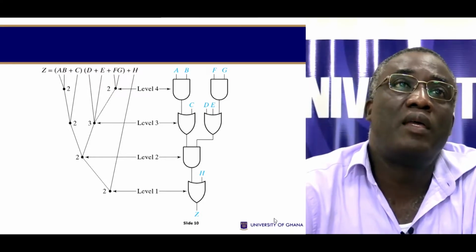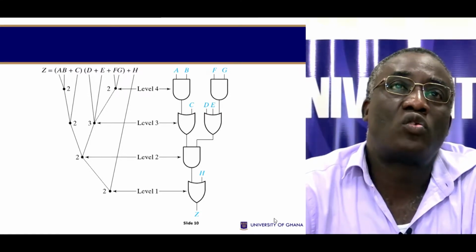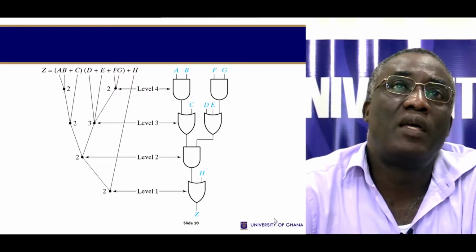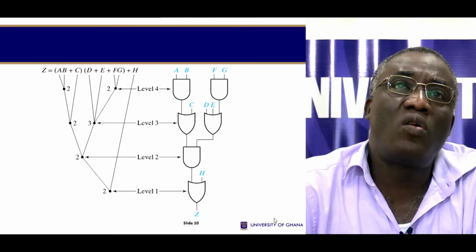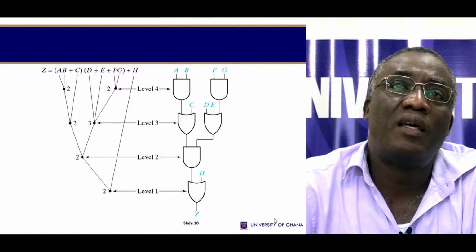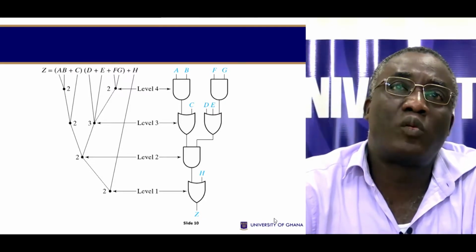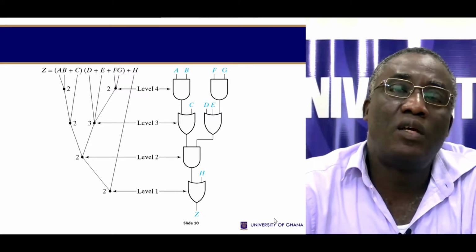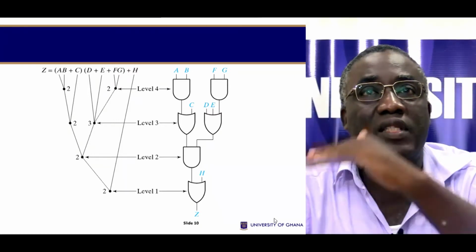Now we can look at a function, say A, B, or C, and D or E or F and G or H. This will have different levels. You have your A and B here, F and G there. Then at the next level, you OR the output of A and B with C, and then you OR the output of D and E with the output of F, G, and then you AND the output of level 3, and finally you OR that at the final stage. So you can see the way it's done, level by level, step by step.